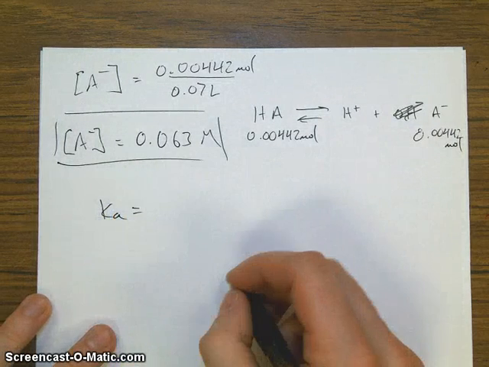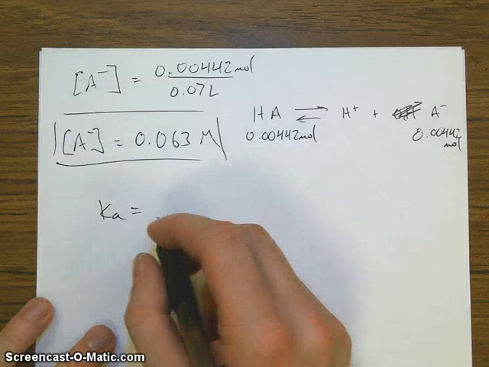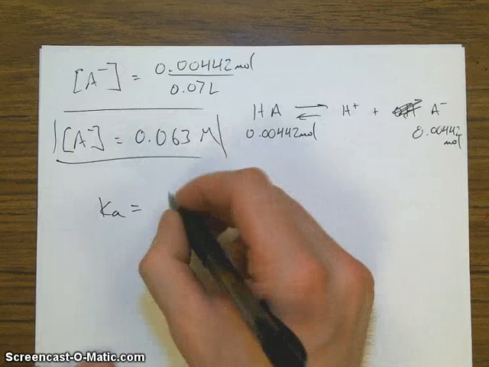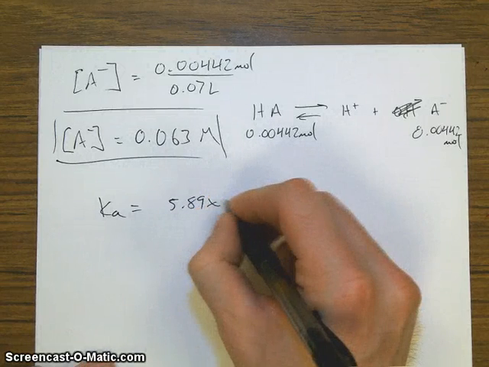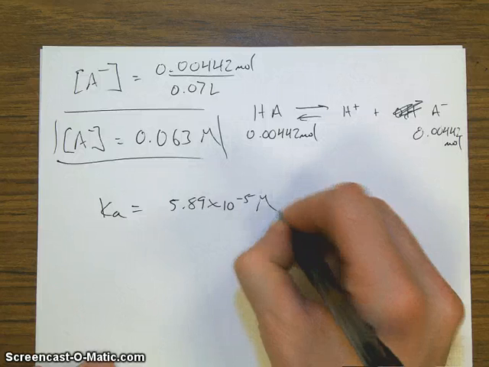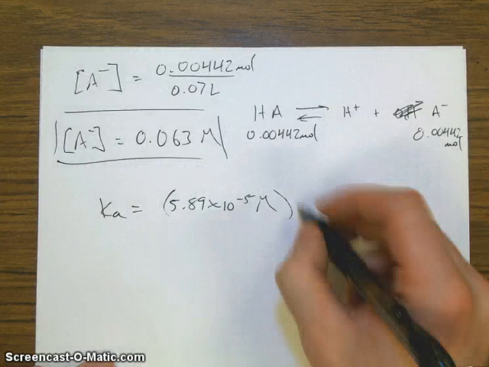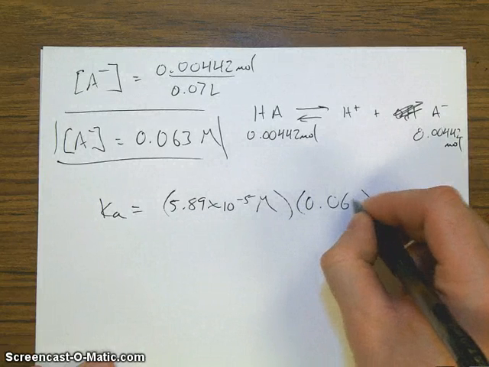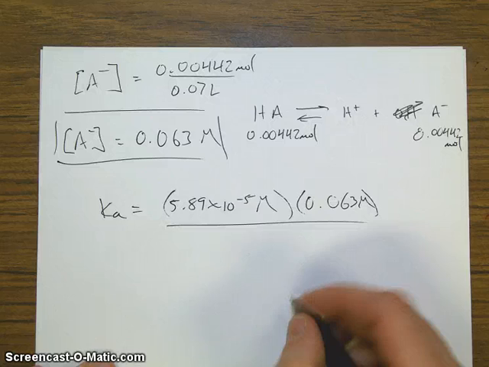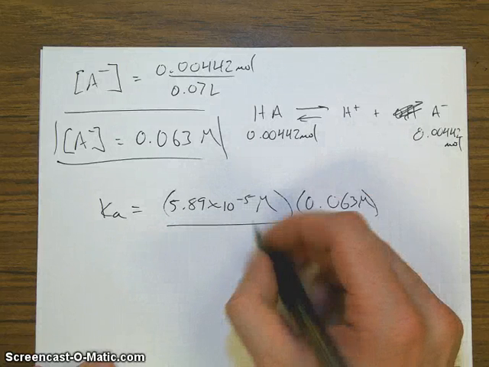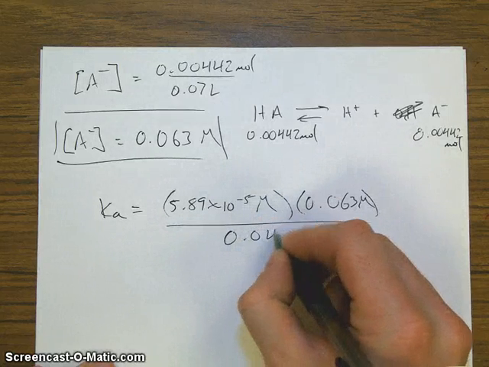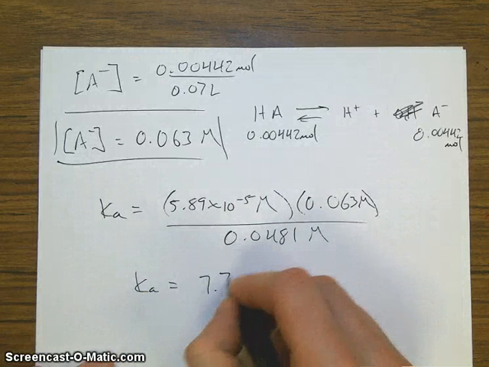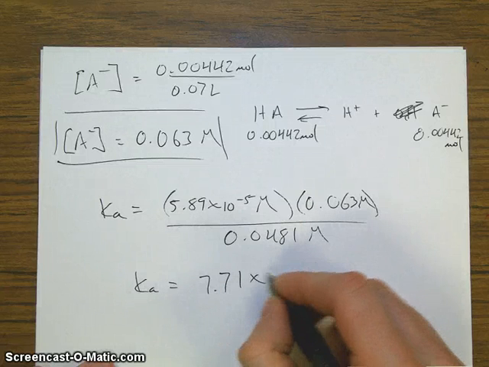Ka, of course, is going to be my hydrogen ion concentration, which I figured out earlier. My hydrogen ion concentration earlier was 5.89 times 10 to the negative fifth molarity. And then I'm going to multiply that by my A minus concentration, which I just figured out, which is 0.063 molarity. And then I'm going to divide that by my concentration that I figured out for HA, which was 0.0481. So Ka for this particular problem ends up being 7.71 times 10 to the negative fifth.